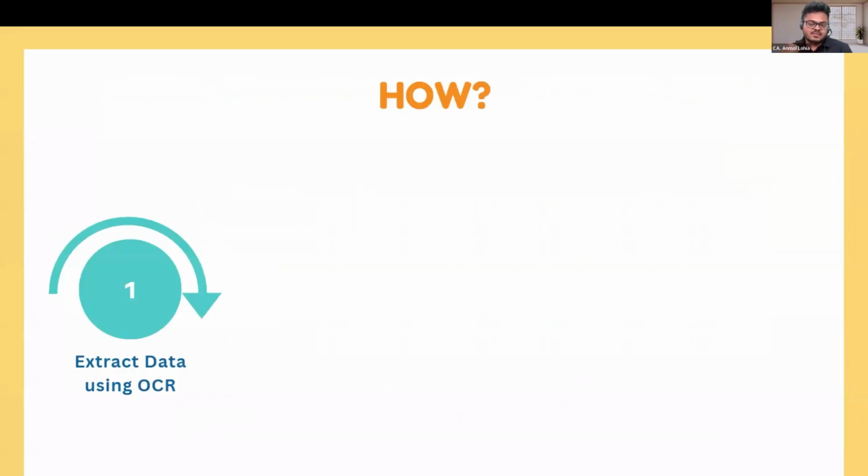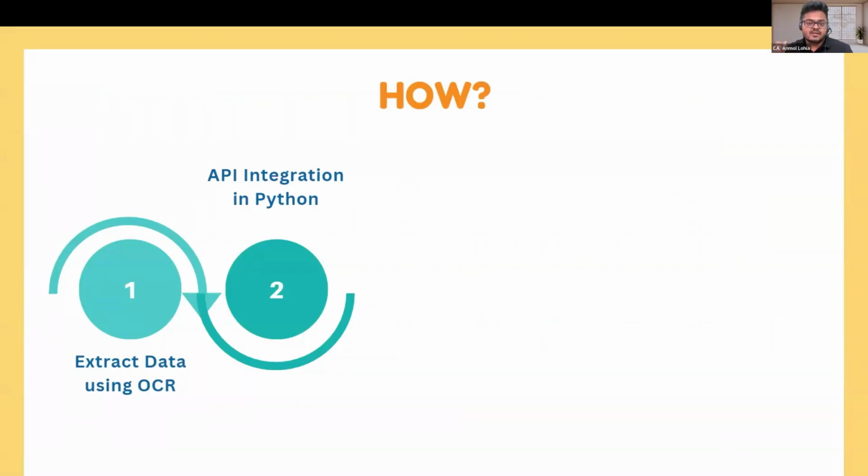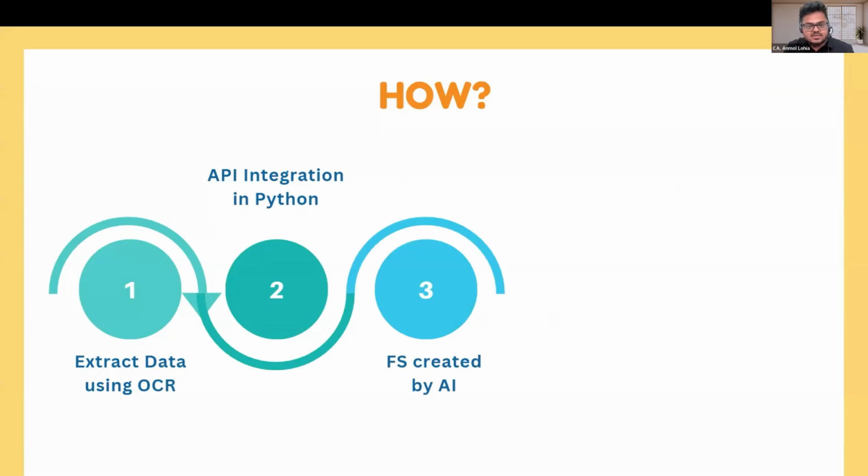First, we are going to extract the data from the scanned PDF financials or scanned images of financials using optical character recognition. Next, I have integrated OpenAI and DeepSeek APIs into Python, right? Once the data is extracted by Python, it calls OpenAI API or DeepSeek API, and then the financial statements are created by the AI itself. So till here, let us complete the process and then we'll move forward into understanding further about it.